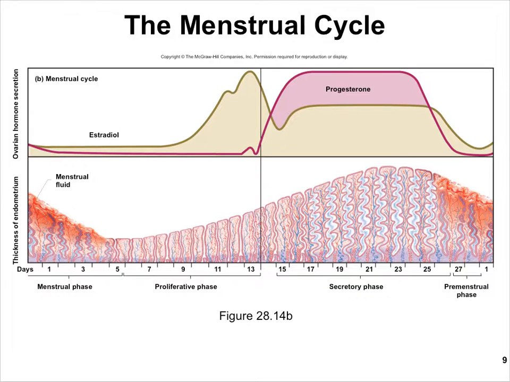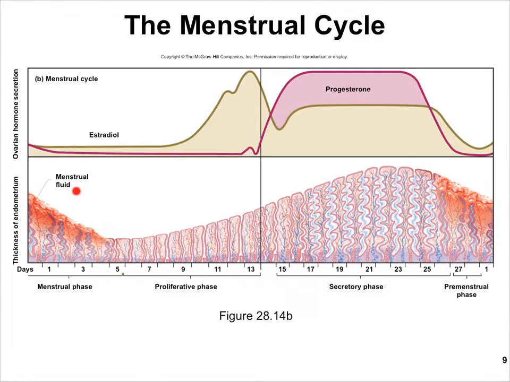So, while there are events happening in the ovary, there are also events happening in the uterus. The events happening in the uterus are called the menstrual cycle. Again, day 1 of the menstrual cycle is the first day of menstruation. The menstrual cycle has 4 phases: the menstrual phase, the proliferative phase, the secretory phase, and the premenstrual phase. And it is primarily controlled by the hormones estradiol and progesterone.